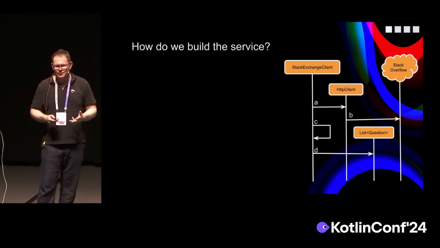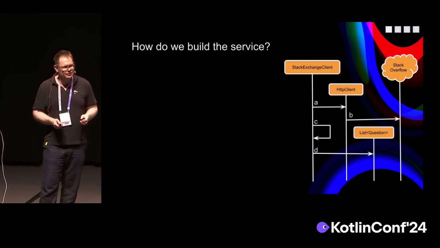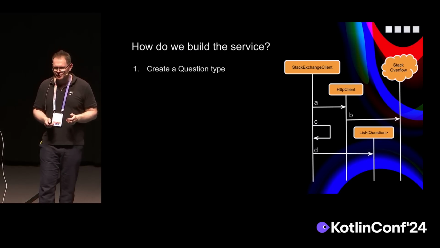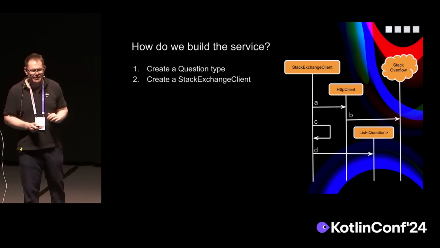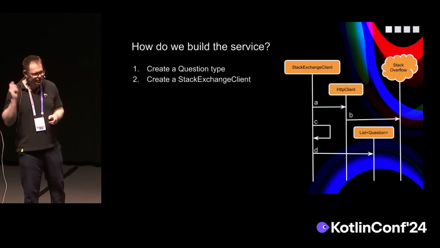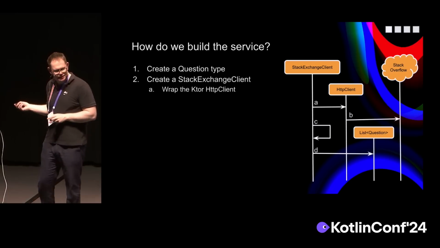So having proved that it works, we now want to go out and build a Stack Exchange client that we can put inside a Ktor service. So there's going to be 4 stages to this, as illustrated by the little boxes up there in the top right. So the first stage is easy, create a question type. And then create this Stack Exchange client. So how's that going to work?